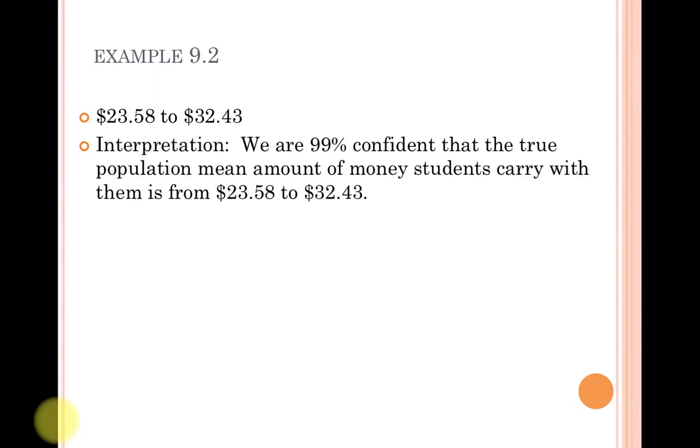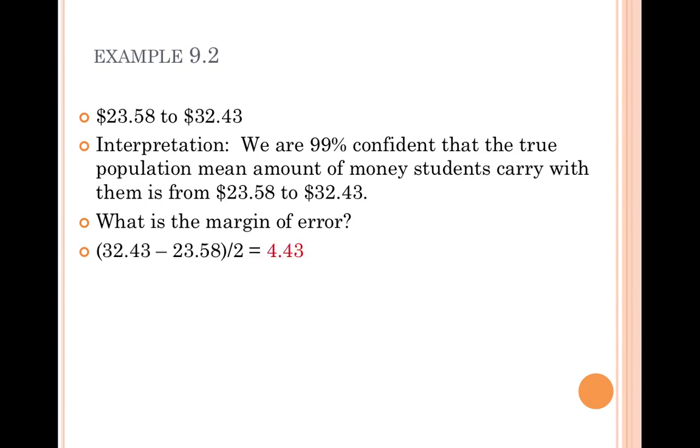So if we were to interpret this, we say we are 99% confident that the true population mean amount of money students carry with them is from 23.58 to 32.43. What's the margin of error? We're going to take 32.43 minus 23.58 divided by 2, which is 4.43. So we could also state that our confidence interval is $28 plus or minus $4.43.